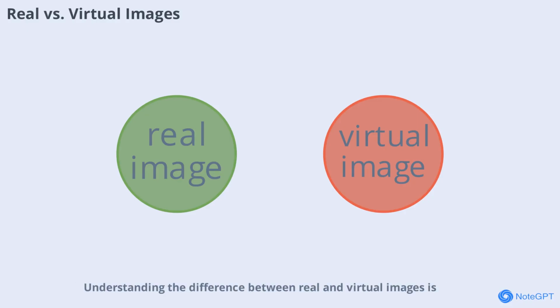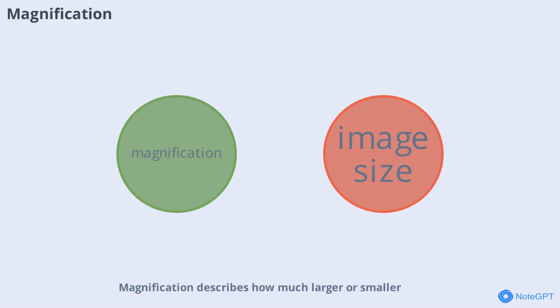Understanding the difference between real and virtual images is essential for grasping how lenses are used in various devices, from cameras to microscopes. Magnification describes how much larger or smaller an image appears compared to the actual object. It's calculated as the ratio of the image height to the object height. Lenses can magnify or reduce images depending on their type and the object's position. Magnification is a critical concept in designing optical instruments like microscopes and telescopes, where seeing details is essential.